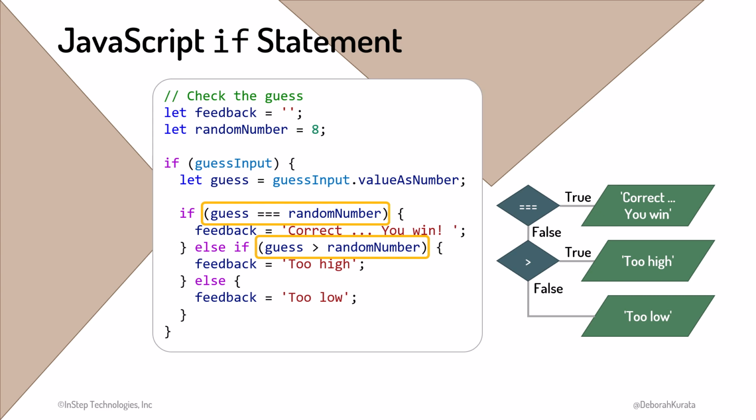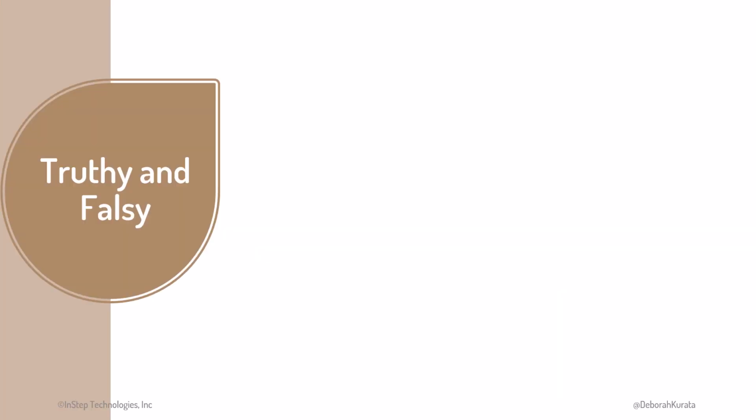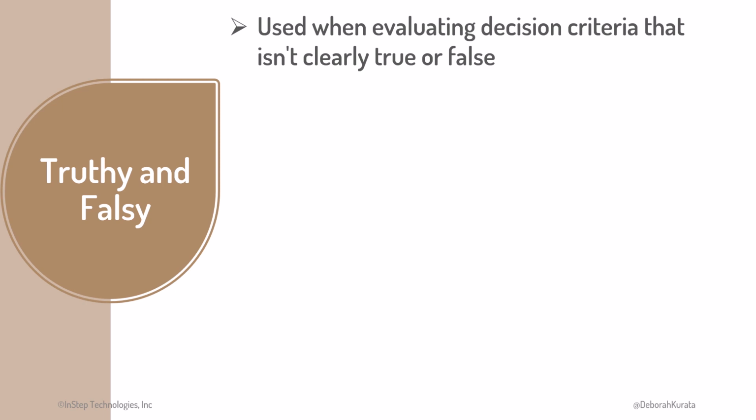In these if statements, it's clear when the decision criteria is true or false. The guess is exactly the same as the random number, or it isn't. The guess is greater than the random number, or it isn't. It's more difficult in the first example. How do we know if guess input is true or false? JavaScript has a unique sense of true and false, called truthy and falsy. Truthy and falsy are used when evaluating decision criteria that isn't clearly true or false.